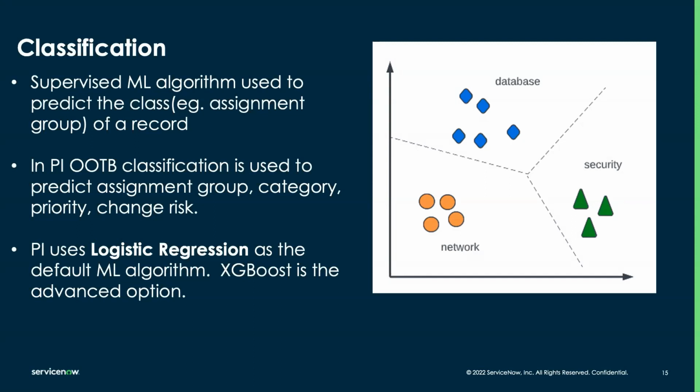And underneath the covers, predictive intelligence classification is using a default algorithm called logistic regression to make these divides in this visual that I've got on the right here, right? So it's using logistic regression to do that. And then it also has another algorithm called XGBoost, which is an advanced capability and very helpful if you've got skewed data. And I'll get into that, okay? So this is what we're going to talk about.